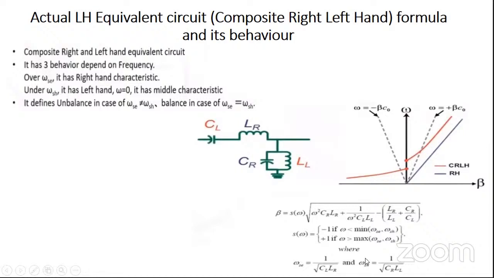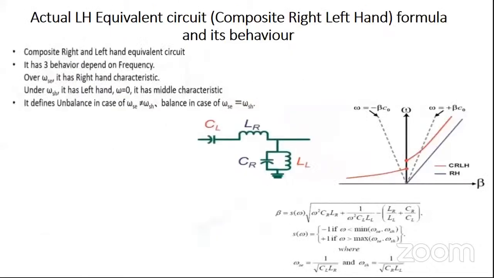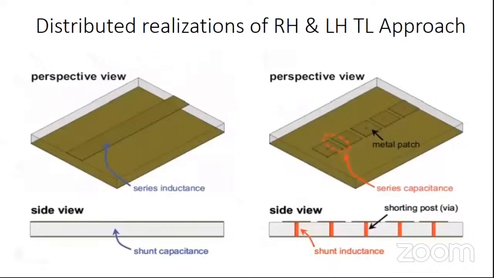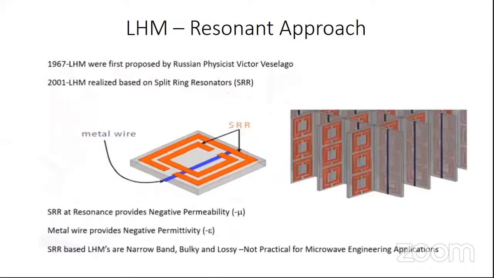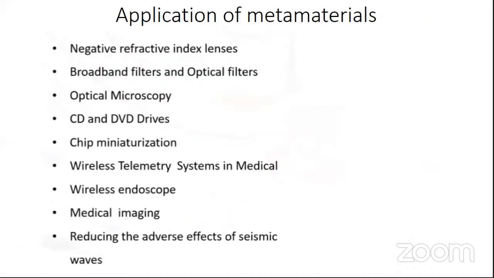This is how we need to realize metamaterials, by introducing the transmission line approach like this, as well as the resonant approach by combining metal wires and resonating structures like this. So there are two such approaches to generate metamaterials. These are the applications of the metamaterials. You can find a number of applications.